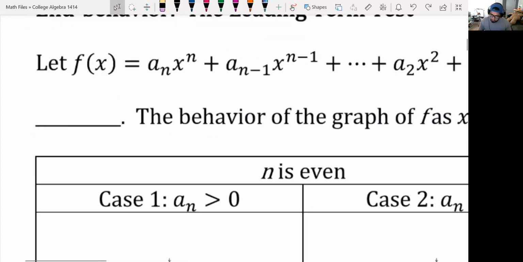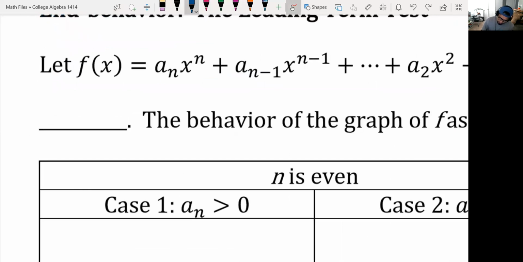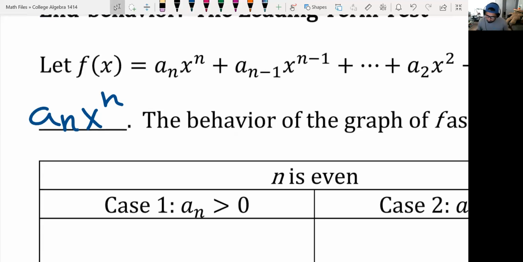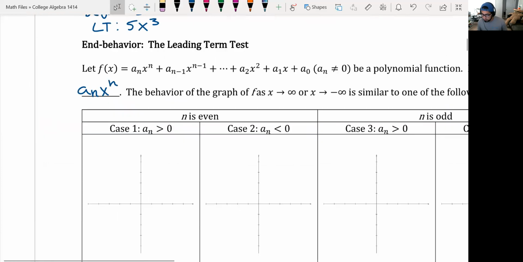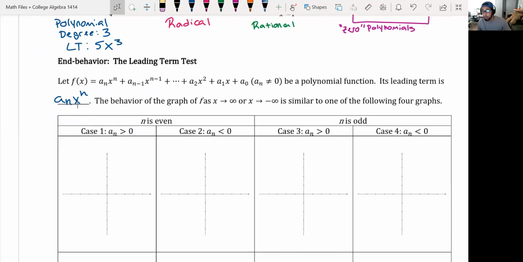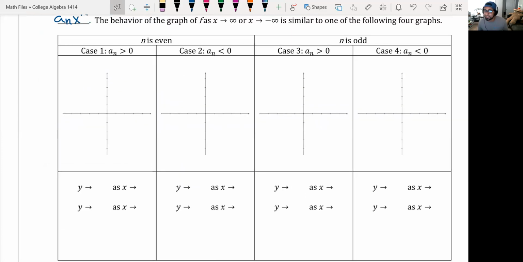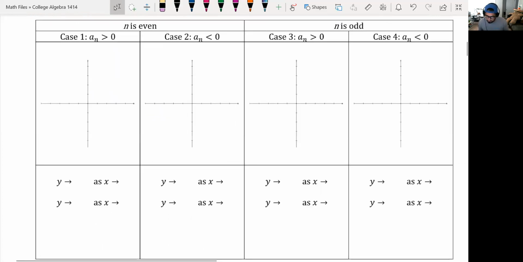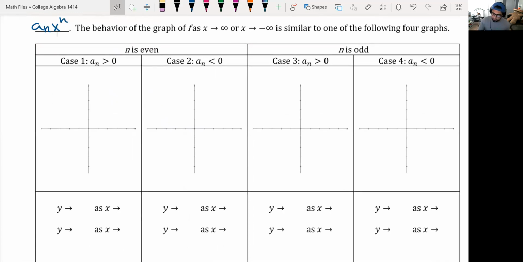So the leading term is given by a sub n times x to the n. And that leading term can tell us everything we need as the values of x approach infinity or negative infinity. So this means we're going to come across 4 cases. The first 2 cases happen if the degree of my polynomial, of my leading term, is even, and if my leading coefficient is positive, or my leading coefficient is negative.